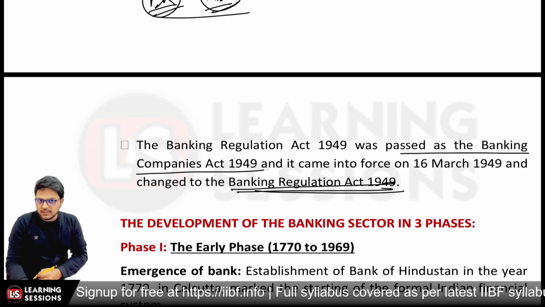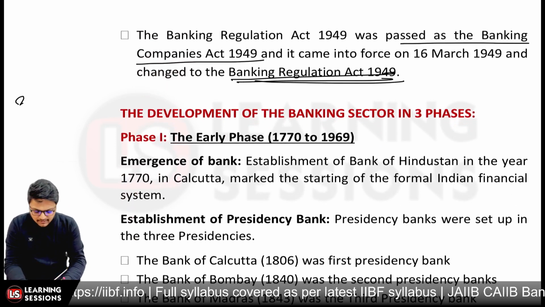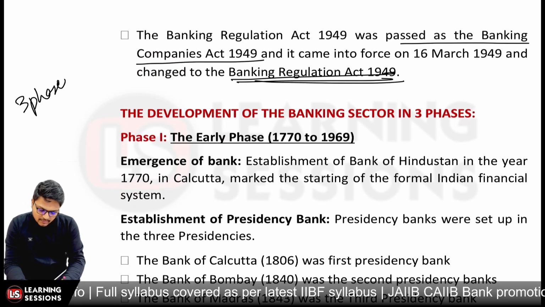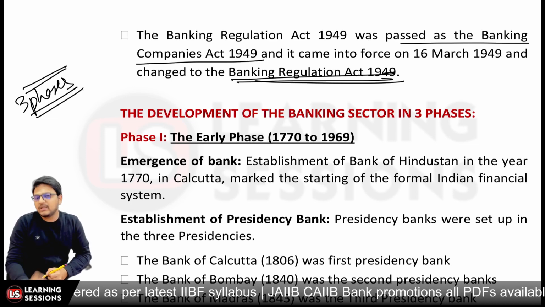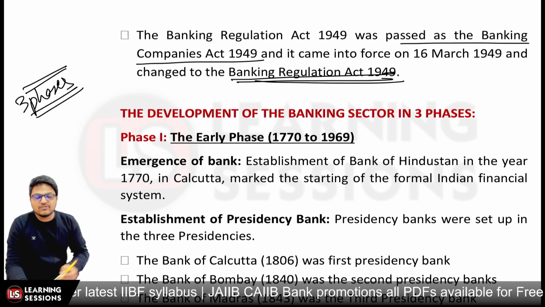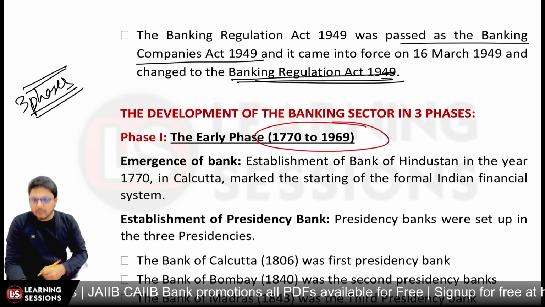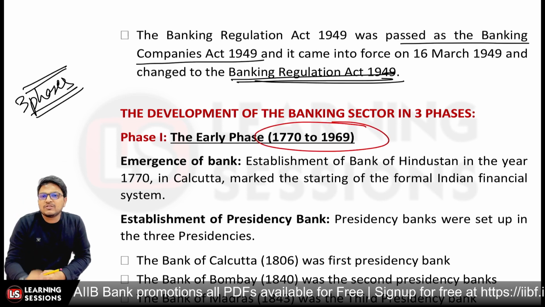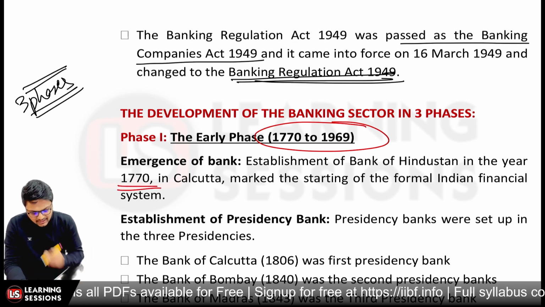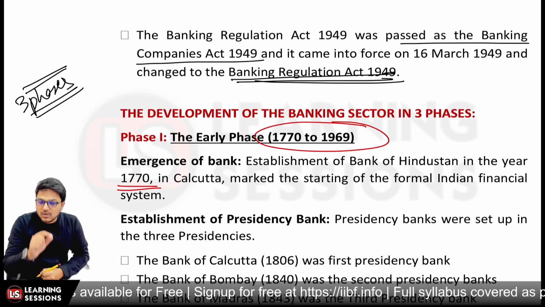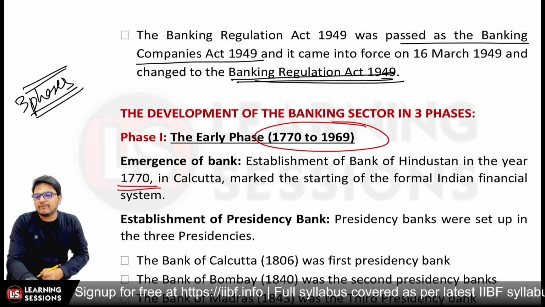Okay. Further, if we talk about the development of the banking sector in India, there were 3 phases related to it. Under phase 1, the early phase, ranging from 1770 to 1969, first of all it's related to the emergence of the bank. Bank of Hindustan was established in 1770 in India. It was the beginning of the formal Indian financial system.